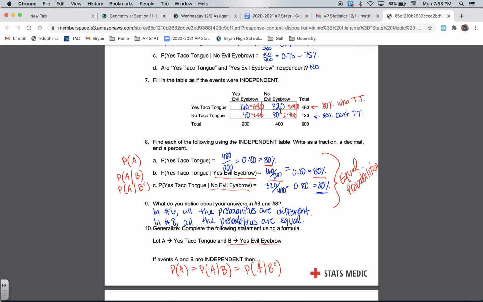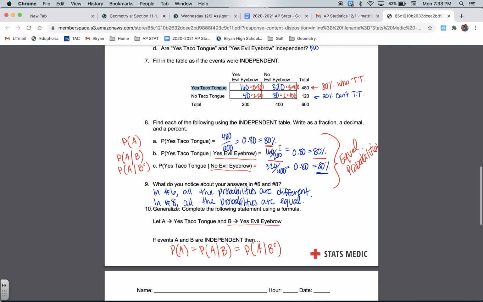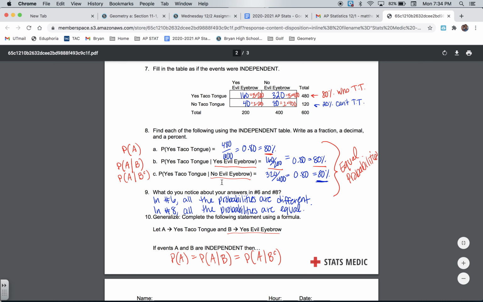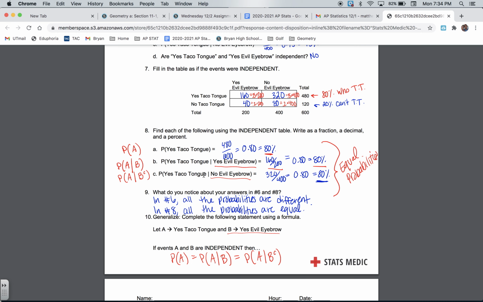So 80-20, 80-20, 80-20. Nothing changed for the yes taco tongue, whether I was yes evil eyebrow or no evil eyebrow. It still stayed 80-20, 80-20. Okay? So if they are independent, these percentages are still like the normal. So we look at it like this. Like mathematically, we have like a little formula, and it's with these conditionals. So conditionals and independent go hand in hand.